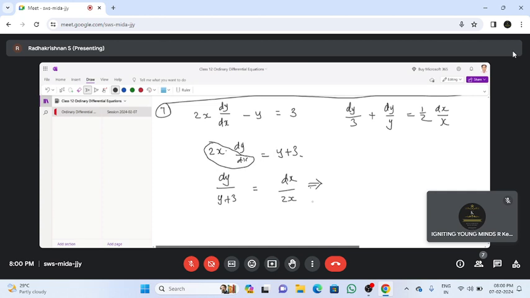So what next? Integrate on both sides. What are you getting? Log of y plus 3 equal to half into dx by x. Log y plus 3 equal to half log x, right? Because here you can take out half, then it becomes dx by x. So it becomes half log x. Okay. So what next?